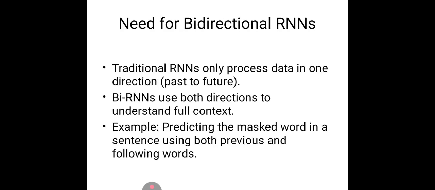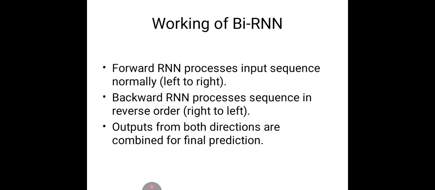And the need for bidirectional RNN. Why do we need bidirectional RNN? The traditional RNN only understands the context from earlier words, so it cannot see the future words in the sequence. But many tasks require understanding of the full sentence. For example, if we have a sentence with a missing word in the middle, we need both the previous word and the following word to predict the word correctly. So the bidirectional RNN helps by using the information from both directions.